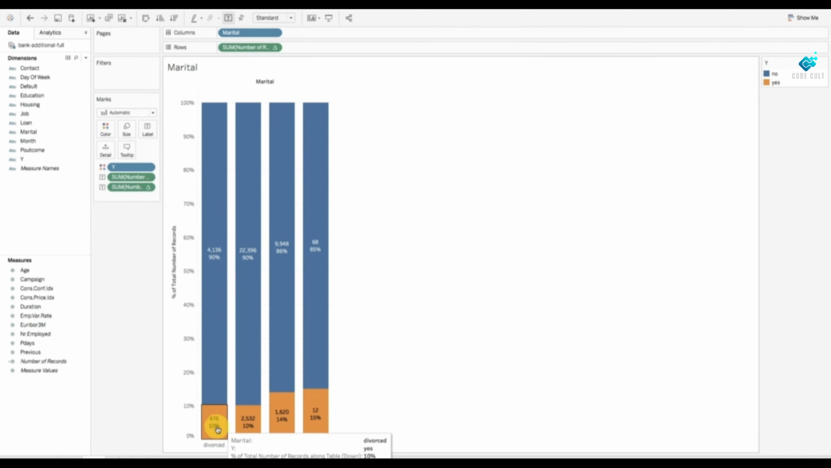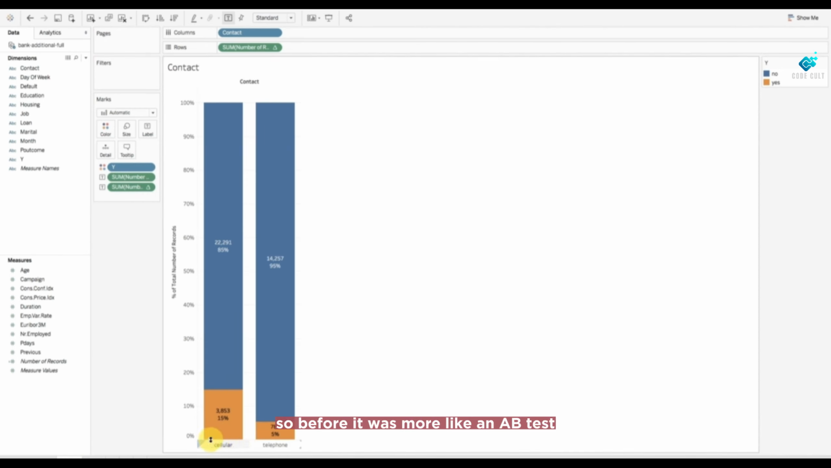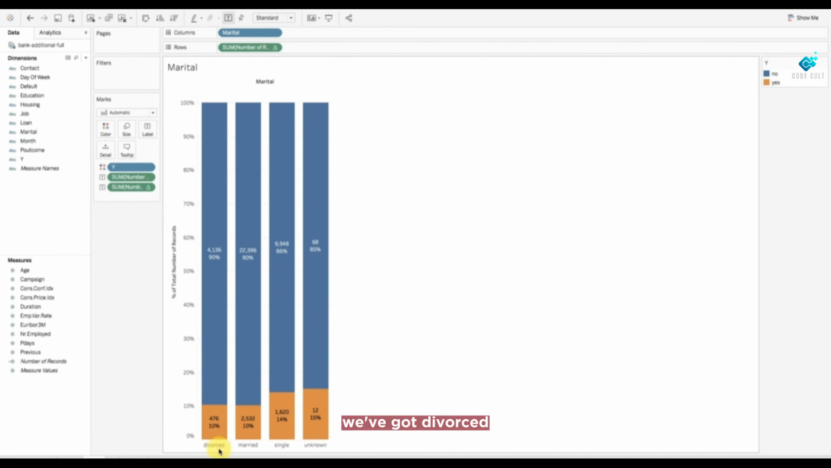All right, so here we've got marital. As you can see, we've got 4 columns now. Before it was more like an A/B test, cellular versus telephone. Here we've got 4 columns. We've got divorced, married, single, and unknown. And so what can you tell from this? Try to be a data scientist. Maybe pause this video and try to look at this and decide for yourself which ones have a higher conversion rate, which ones are more likely.